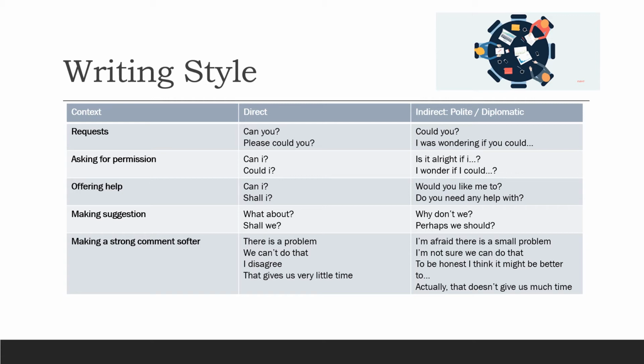The last one on the list is making a strong comment softer. A direct way would be to interact stating there's a problem, we can't do that, I disagree, that gives us very little time. The recommended approach to respond to such a scenario would be I am afraid there's a small problem. I am not sure we can do that. To be honest, I think it might be better to do so and so. And the last one is, that doesn't give us much time.